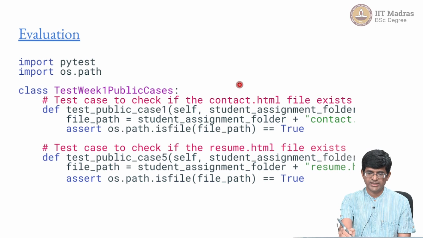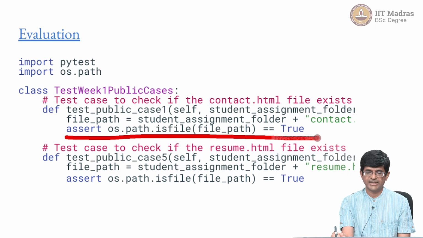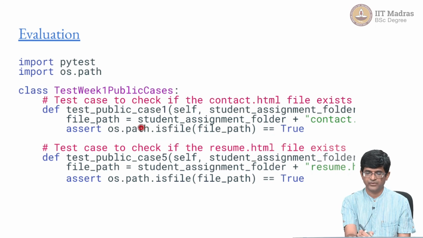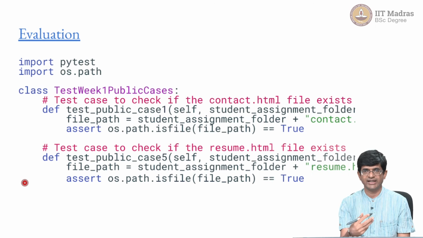So the first test is to check if the contact.html file exists. It basically checks that there is actually a file called contact.html inside the student assignment folder. And similarly there's another one which checks that resume.html is present. So unless both of these things work, Pytest would automatically fail one or more of these tests, and by running a set of tests like this, we can automatically do part of the grading that is required for the project as well. Okay.